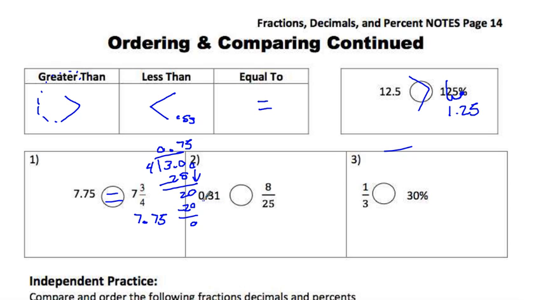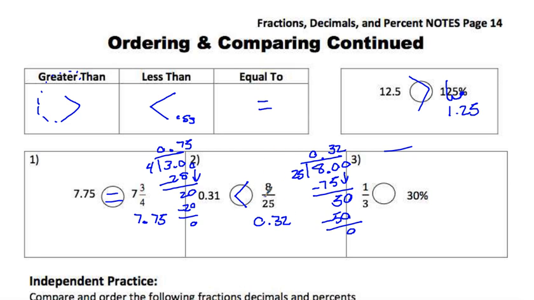The next one, 0.31, is already a decimal. 8/25 is not, so I need to do some long division. 25 does not go into 8, but it goes into 80 3 times, which would be 75. Bring down the 5, bring down a 0. 25 goes into 50 2 times. And so you get 0.32. 0.31 is less than 0.32.